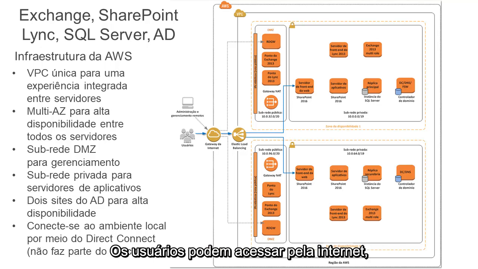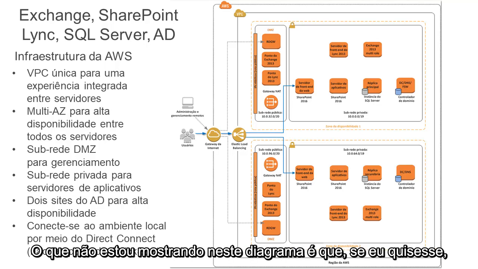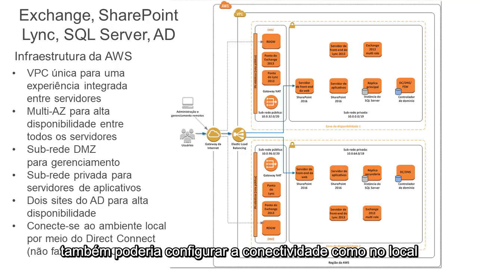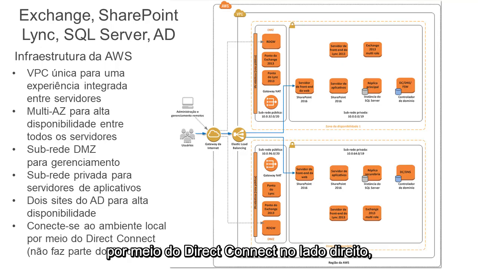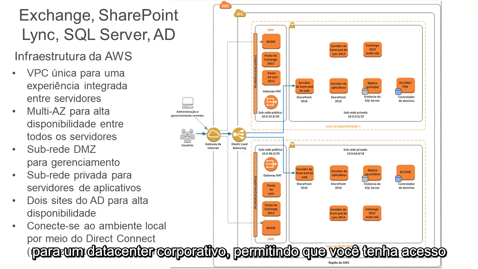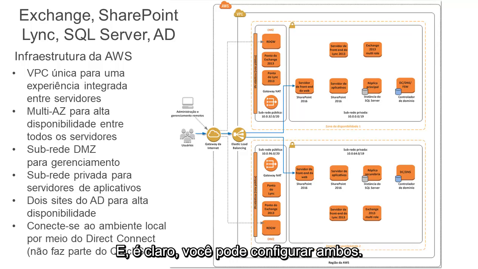So users can come in from the internet, go through our internet gateway, hit a load balancer. What I'm not showing in this diagram is that if I wanted to, I could also set up this very last bullet. I could also set up connectivity to on-premises through Direct Connect over on the right side, and Direct Connect is our direct private networking link to a corporate data center, allowing you to have access either through your corporate network or through the internet. And of course, you can set up both.